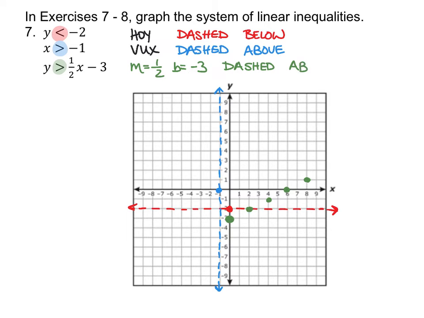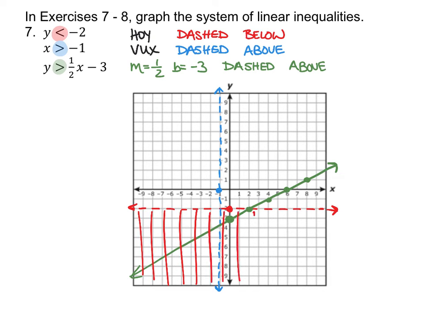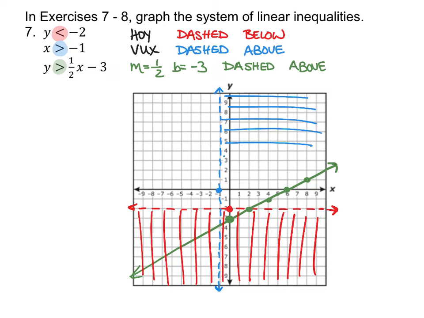And since it's greater, it's going to be also shaded above. So I have this nice line across my graph. Make sure it's a nice line. And we're going to shade. We want to shade below the red line. We want to shade above or bigger than the blue line. The right side is where things are bigger, since those are bigger numbers. And we're going to shade above the green line.